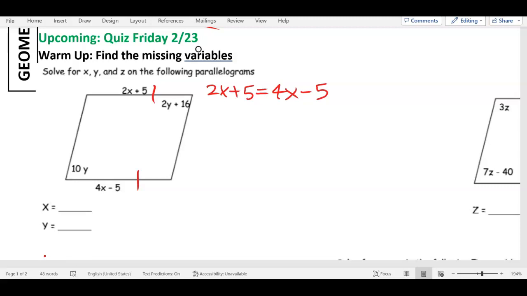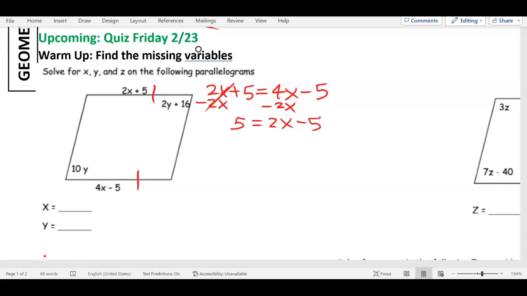To get rid of a positive term, what do we do? Subtract, yeah, so minus 2x on both sides. Bring down 5 equals 4 minus 2 is 2x, and bring down that minus 5, okay? So again, x is on both sides. I get rid of the smaller x. Now, it's a two-step equation on the right side. What do I need to get rid of first over here?